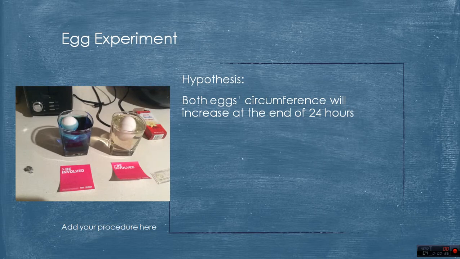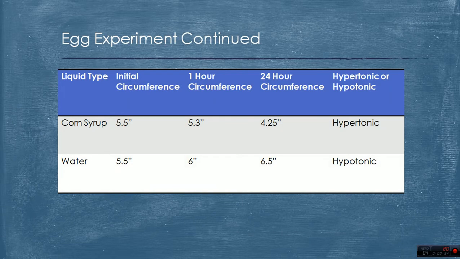In the egg experiment, our hypothesis was that both eggs' circumference will increase at the end of 24 hours. We soaked the eggs for about 1 day in vinegar until the shells dissolved. We placed colored water into one beaker and corn syrup into another.